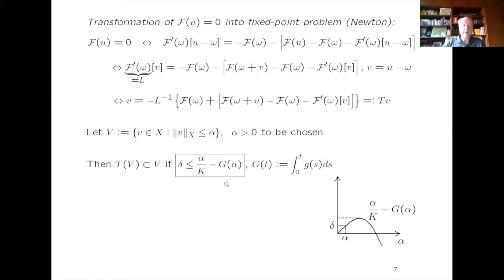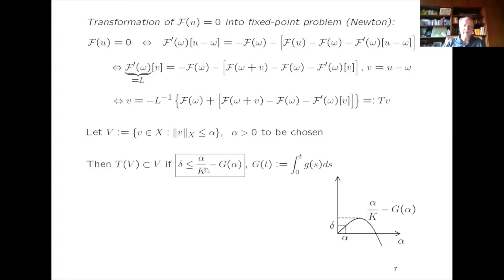So if we look at that condition in this picture here, the right-hand side, alpha over k minus capital G of alpha, as a function of alpha looks roughly like this. So for small alpha, this G vanishes superlinearly, right? Because little g vanishes at 0, so the primitive vanishes superlinearly. So that means for alpha to 0, this is the crucial term. This is the decisive term. So that curve here has slope 1 over k, right? And later for bigger alpha, the nonlinear terms contained in G will pull the curve down below 0.